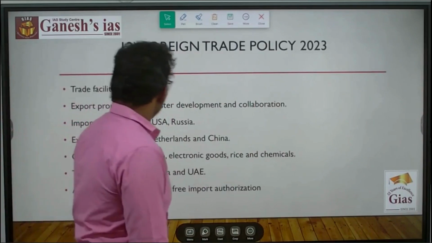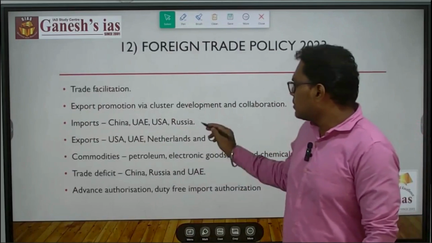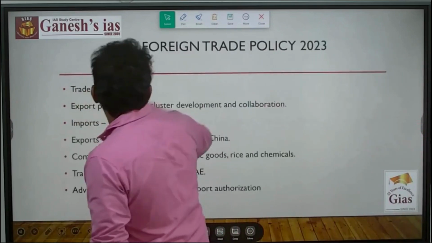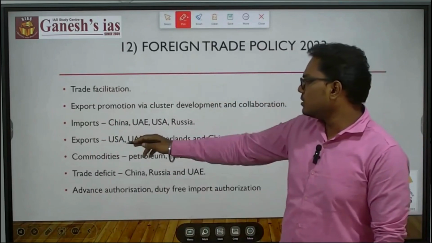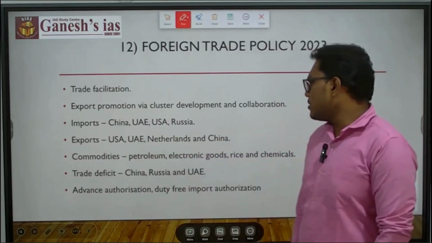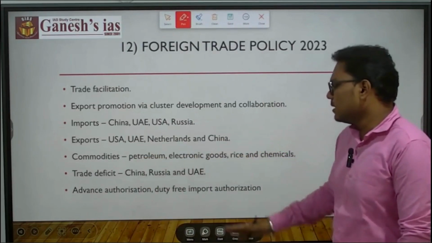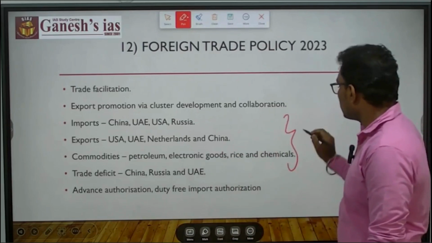And apart from that, you need to know about the top imports. These are the four top importing nations for India, and then India's exports. These are the top four exporting nations. And for the commodities that are imported, petroleum, electronic goods, rice, chemicals form the major part. I think you can find this data in the Economic Survey.